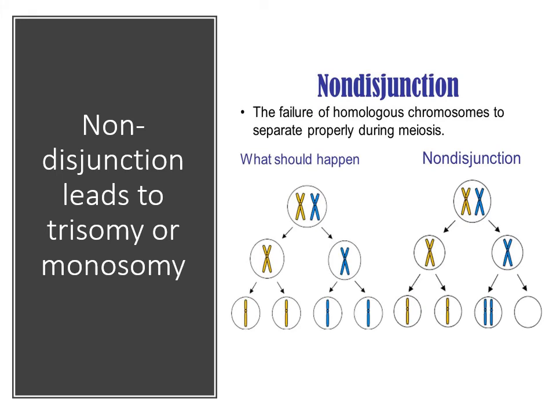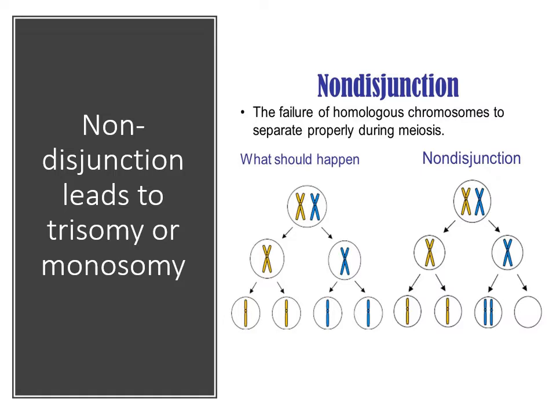Okay, so let's look at the process of non-disjunction. It's where chromosomes fail to separate properly during meiosis. And when do we think of non-disjunction? Well, it's the production of gametes, right? The sperm and the egg, because you want half the genetic information in each one of them, so that when they combine, they complete themselves and they get full genetic makeup.